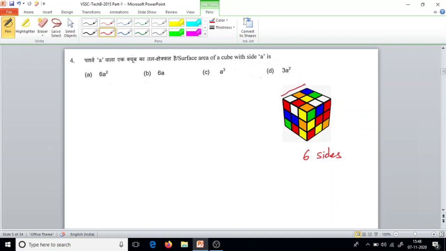Now, he is saying all sides are A, each side equal to A. What is the area of a square? A by A, so area equals A square, A multiplied by A. Similarly, we have 6 squares, that is 6 multiplied by the area of each side. So 6A square. So the answer is option A.